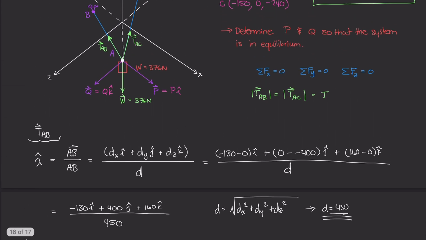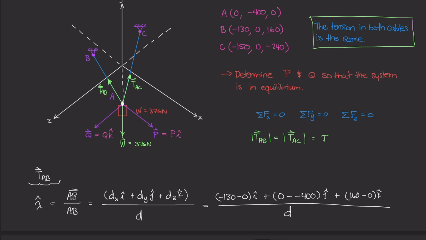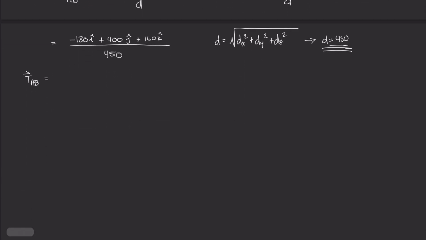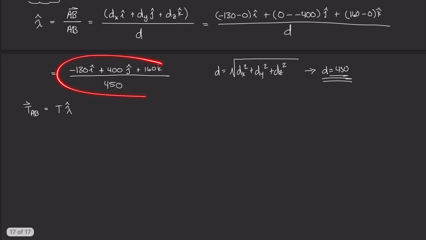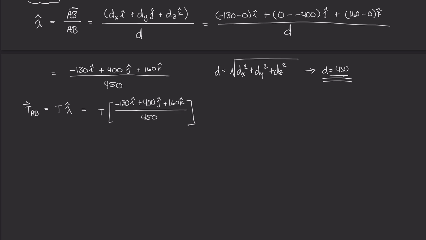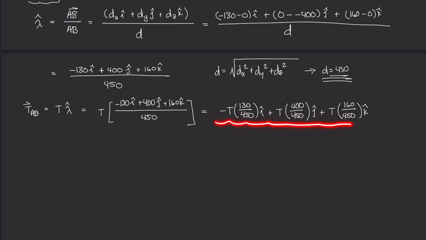And remember, we said that TAB and TAC are equal in tension. This is the same tension in both cables, and I just wrote the quantity there to be simply T. So I could say that TAB is going to be equal to T times our unit vector lambda, which we found right here. And if I expand this out even more, this turns into this expression right here. So I just distributed this T value for all these different terms, and that gave us our x component, our y component, and our z component.